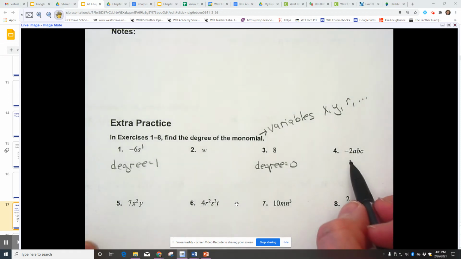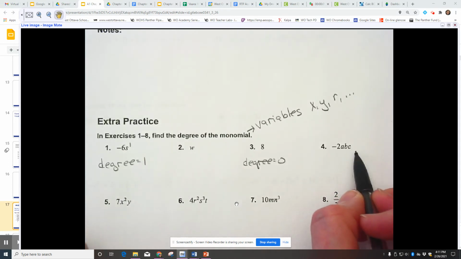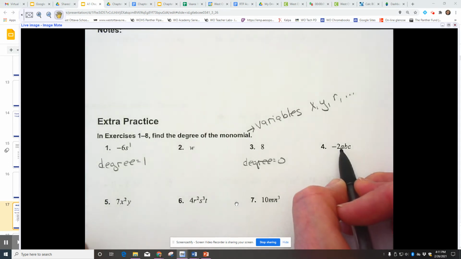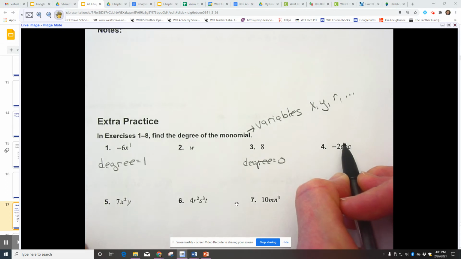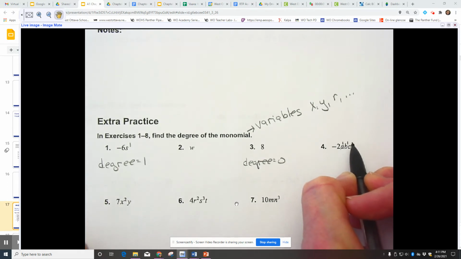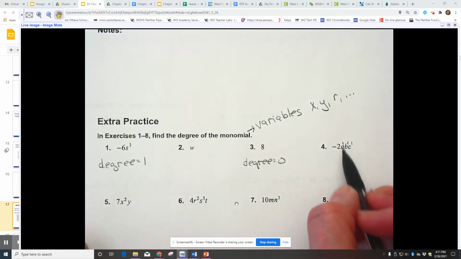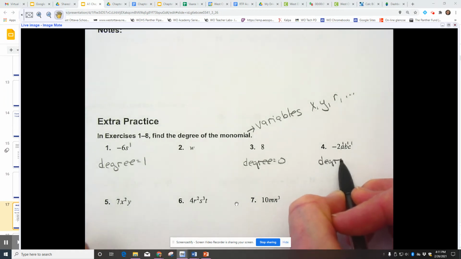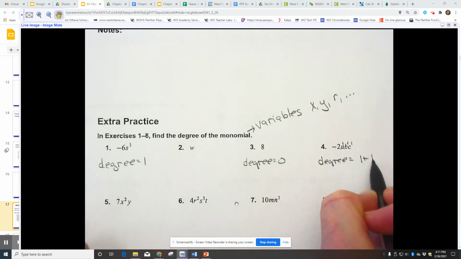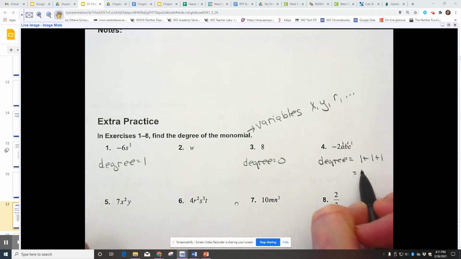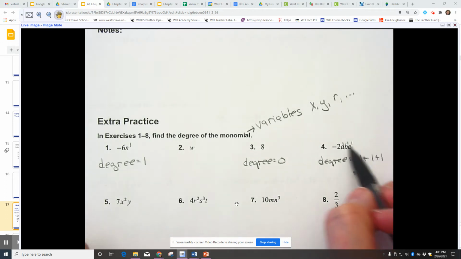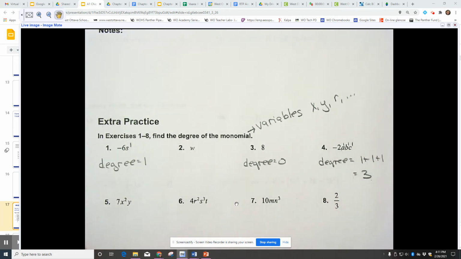Now let's look at one that has multiple variables. So this has 3 variables, a, b, and c. I'm going to write in those invisible exponents, because remember, every variable and every number has an exponent. If you don't see it, it's that invisible 1. So the degree of this one is going to be 1 plus 1 plus 1, or 3. Sum of the exponents attached to the variables.